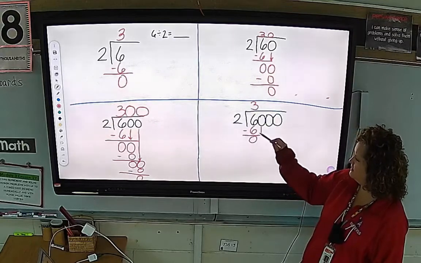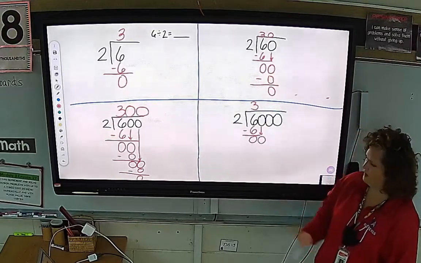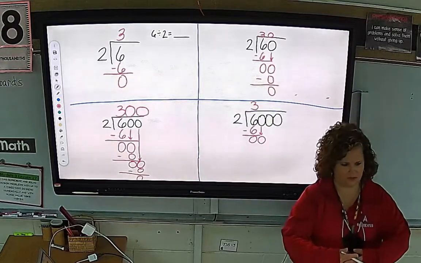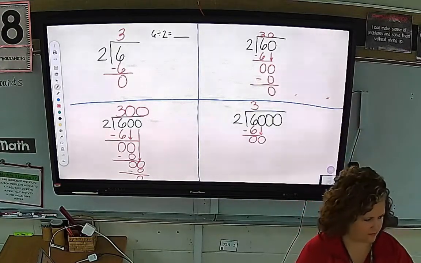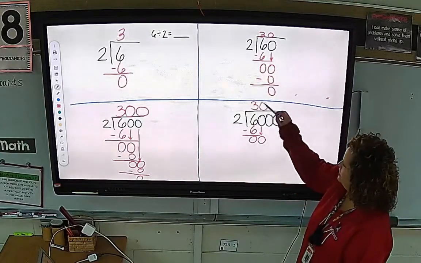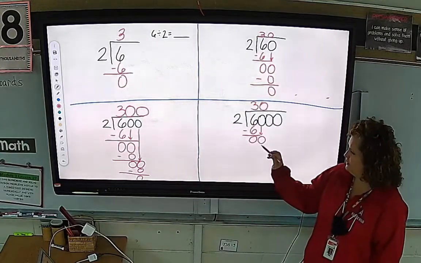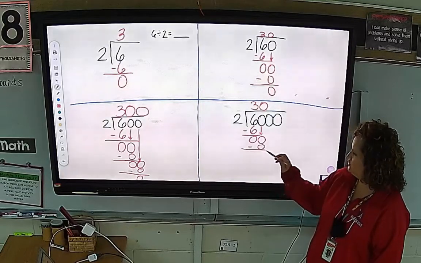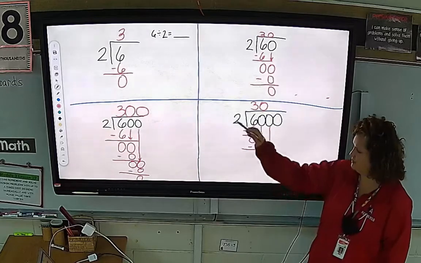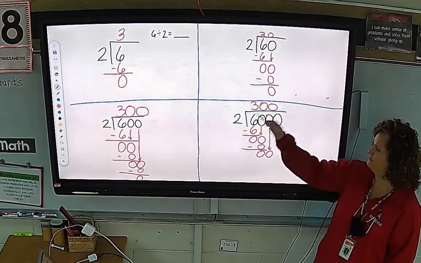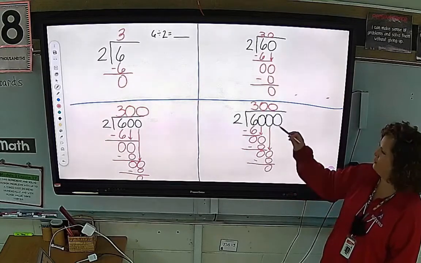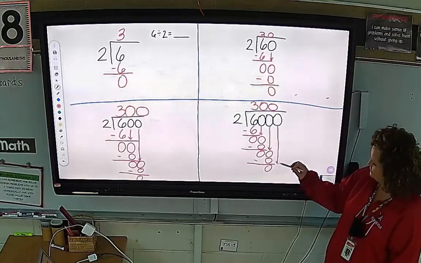Okay, bring this one down. If I have a basket of 0 things and I ask you to come get 2 out of it, can you do that? No, because I have 0 things. So I did it. 2 times 0 is 0. Subtract that. Okay, pull the next 0 down. How many 2's can I get out of 0? 0. 2 times 0 is 0. Subtract that and get 0. Pull down the next 0.